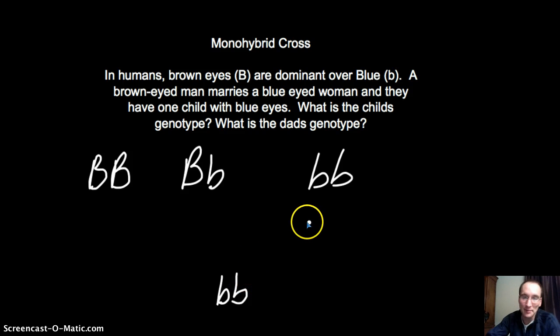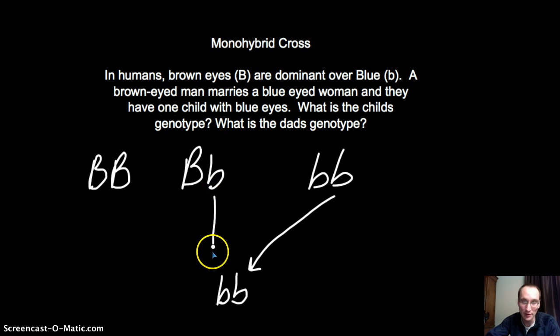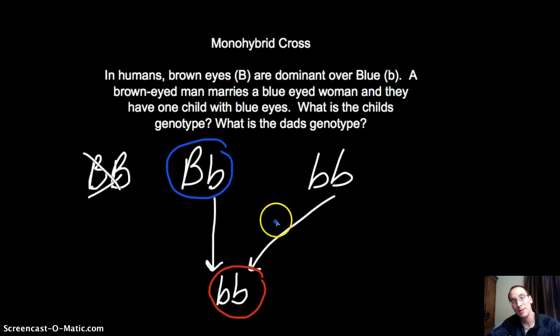Now, if you remember, each parent can only pass down one of these alleles to its offspring. So really, mom can only pass down one of these, but it's the exact same, and it has to be a little b. Now, if we look, since the child has blue eyes, it has to get another little b from dad, which means that dad is heterozygous. So we know that dad is not this one right here, but it has to be heterozygous. So what is the child's genotype? Well, the child's genotype is going to be little b, little b. Dad's genotype is going to be big B, little b.